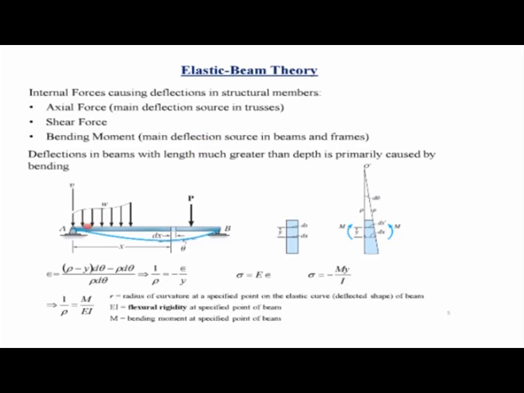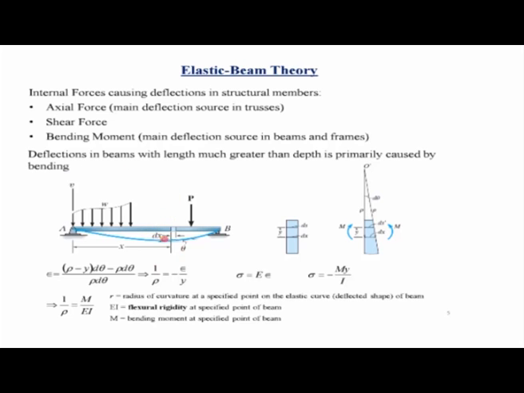If you have a structural beam, as shown on this slide, you can see that there are different kinds of internal forces that develop in that beam due to the external loads. The three most common types of internal loads that develop are the axial force, the shear force, and the bending moment. Deformations in a structural member can occur due to all three of these internal forces. However, it has been noticed that for members like structural beams, where the span to depth ratio is much higher, in other words, the length is much greater than the depth, the deflections are primarily caused by the internal bending moments.